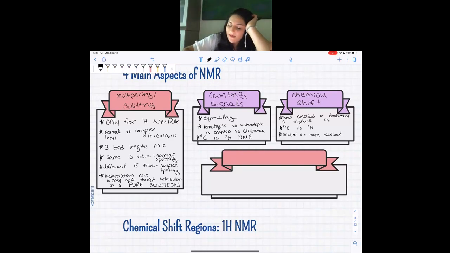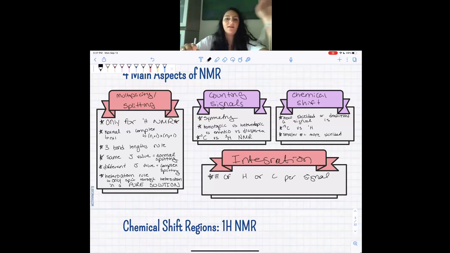And last but not least, we have integration. The integration is basically going to be the number of H or C per signal. Very straightforward. One thing you want to know about integration is that it is a ratio. We'll talk about that later. If you see on a spectrum there's one hydrogen and one hydrogen, it could be that there's one, or it could be that there's two, or there's three. So just know on a spectrum it's a ratio. We'll talk about that a little bit more if you're wondering what that is supposed to mean.